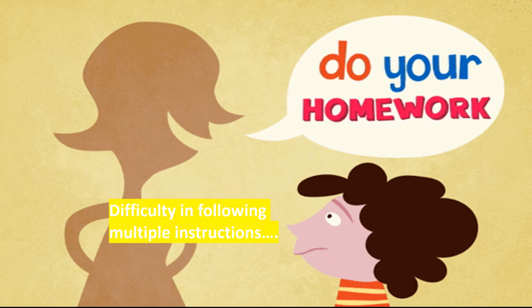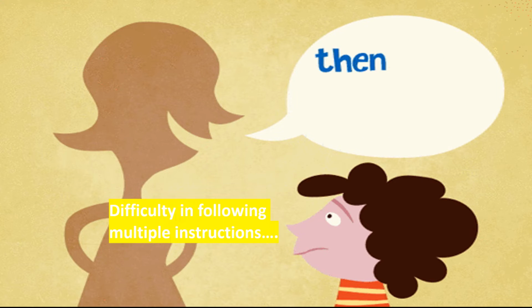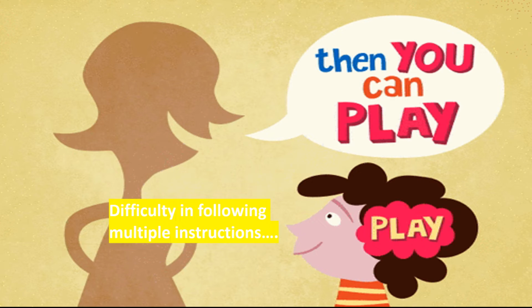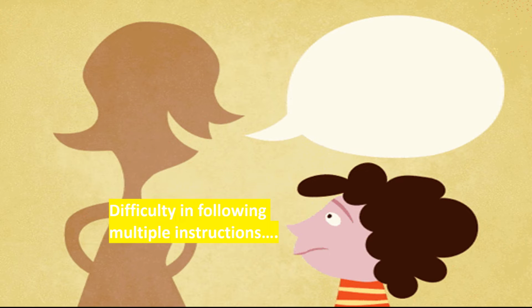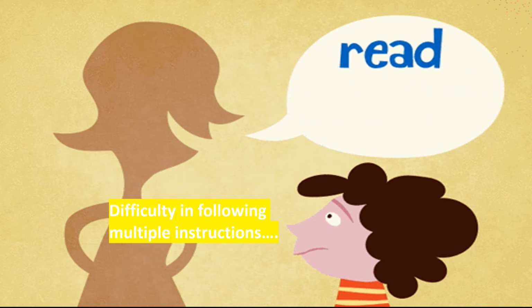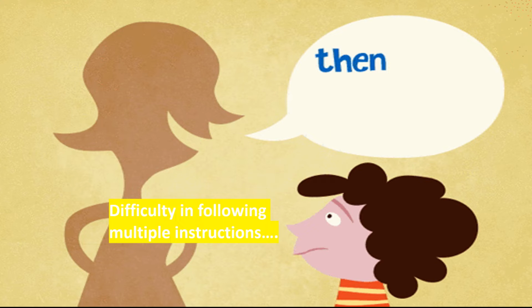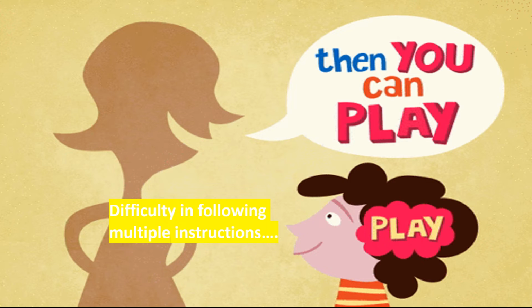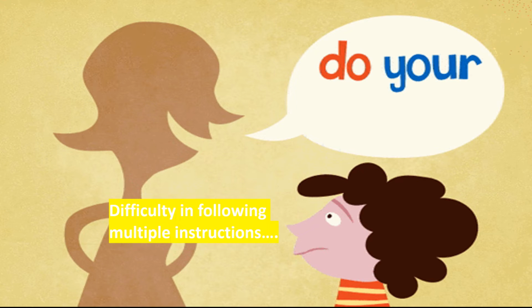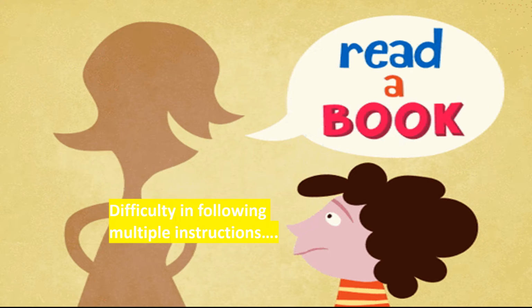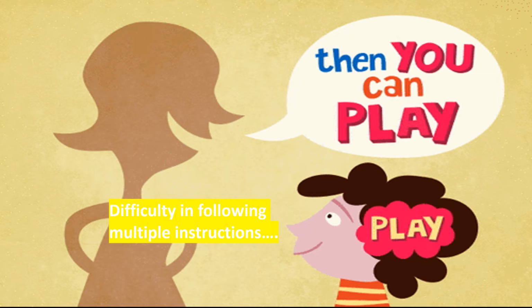The third one is difficulty in following multiple instructions. As you have seen in the movie Taare Zameen Par, a child is unable to pay attention to the finer details a teacher or parent is giving. So if you are giving multiple instructions to a child, he or she is incapable of following what you are saying.